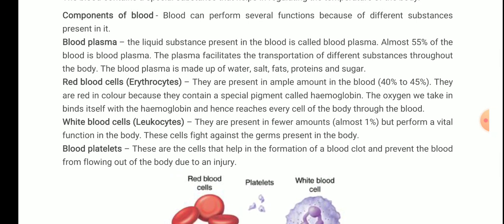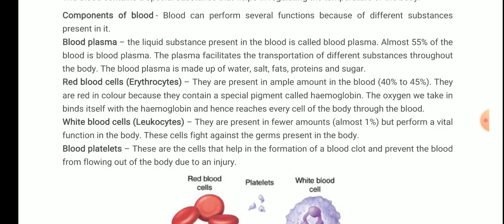Next is components of blood. Components means what are the different parts of the blood, or you can say what are the things that are present in the blood. So shall we start, students? Okay. Components of blood. Blood can perform several functions because of different substances present in it, and these are known as components of blood. Okay, let's discuss them one by one.